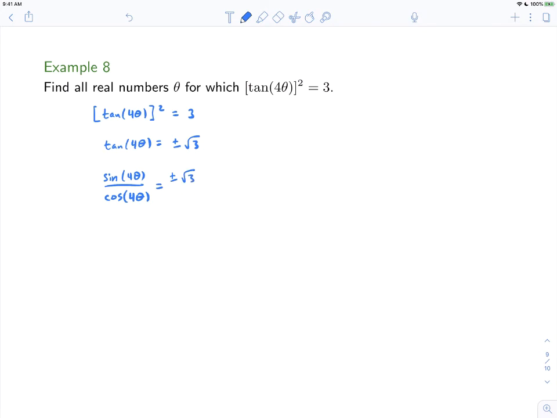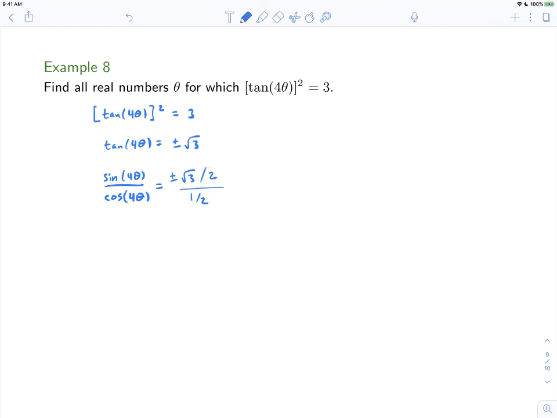Now the way that tangent can be square root of 3 is if it's the square root of 3 over 2 divided by 1/2. That's how you can get a tangent equal to the square root of 3. In that case, you need to have cosine equal to 1/2 and sine equal to the square root of 3 over 2. Now we have a plus or minus here. That means that either sine is allowable on the square root of 3 over 2 or on the 1/2.